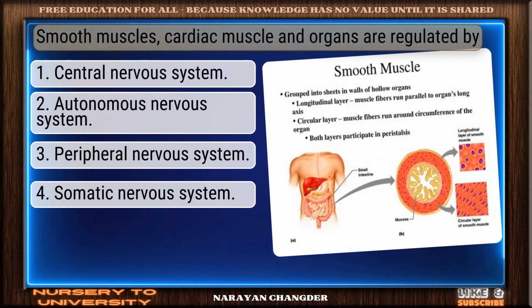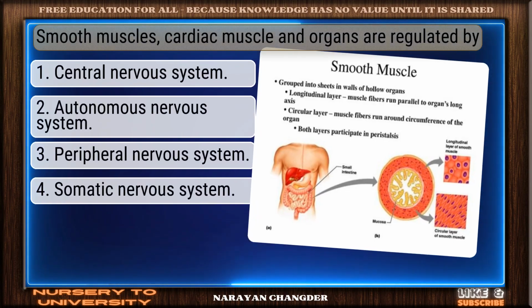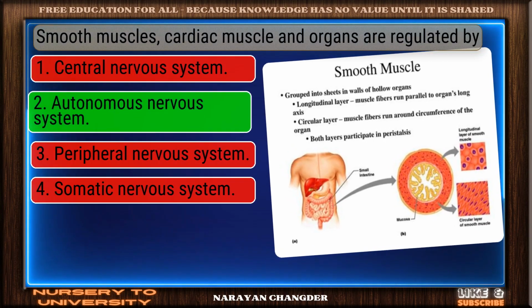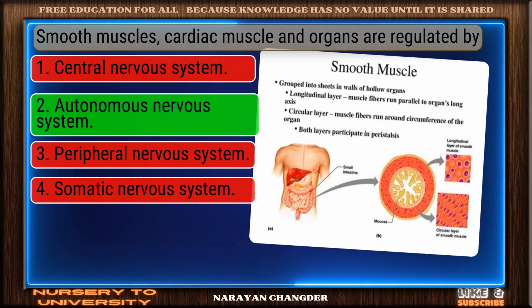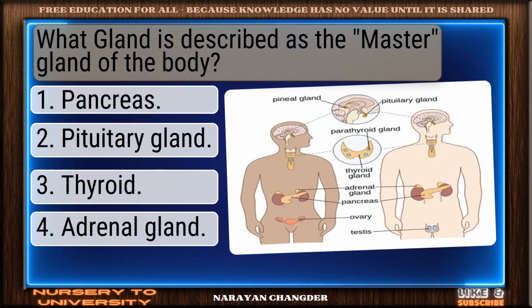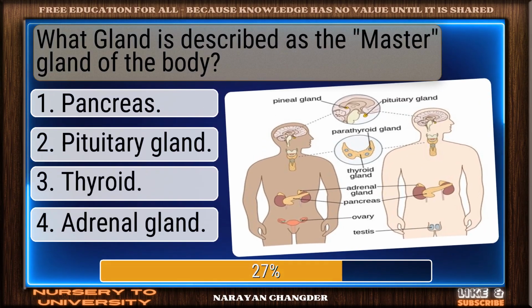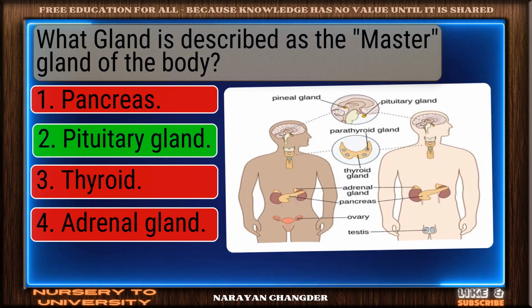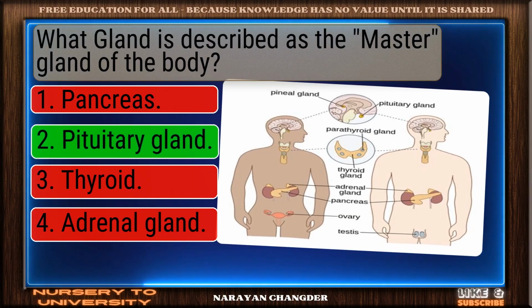Smooth muscles, cardiac muscle, and organs are regulated by? Nicely done. Autonomic nervous system is solid. What gland is described as the master gland of the body? Right again. Pituitary gland is valid.